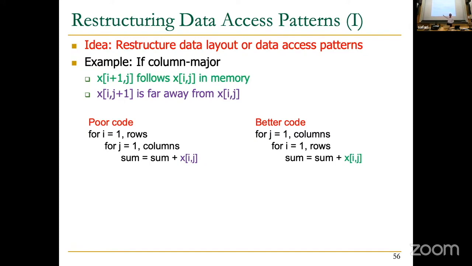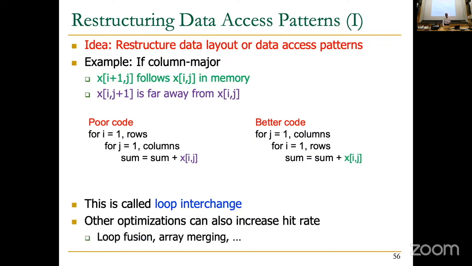So you should never write the poor code. But of course, this requires the knowledge of the data layout as well as the access pattern. So you need to think, basically. It's not as simple as, okay, I write this code and it's beautiful. Okay, so that's loop interchange. There are other optimizations that can increase hit rate, like loop fusion, array merging, etc. Compilers could be able to do this actually if they can disambiguate nicely, but it may not always be possible.